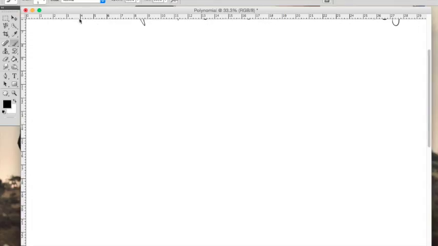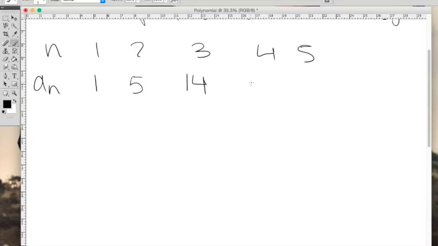So this series that we had in class: n is 1, 2, 3, 4, 5, and then a of n was 1, 5, 14, 30, and 55. And this was the sum of the square numbers. This is how I learned how to do it, and it does take a little bit of time, but I think it's worth it because it's a nice, easy way, and you don't need a calculator, and it doesn't involve solving 5 different equations or however many.